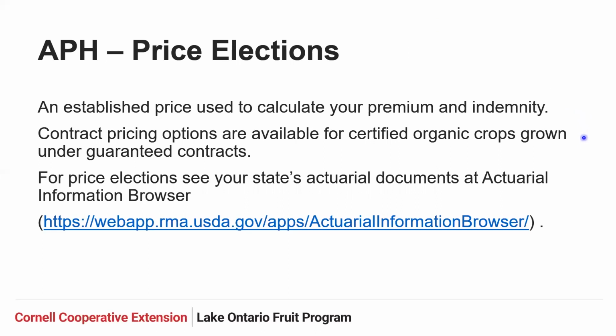Contract pricing options are available for certified organic crops grown under guaranteed contracts. If you are growing organic apples, it is possible to work under contract pricing options. For price elections, see your state's actuarial documents at the Actuarial Information Browser at the RMA site, at this link here. When you go to this link, you enter into the form your crop, state, county, and other information, and the browser will tell you which price elections are available to you.